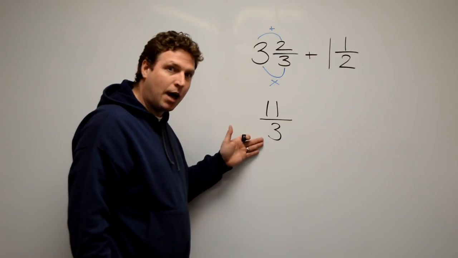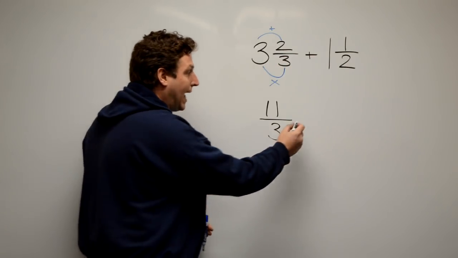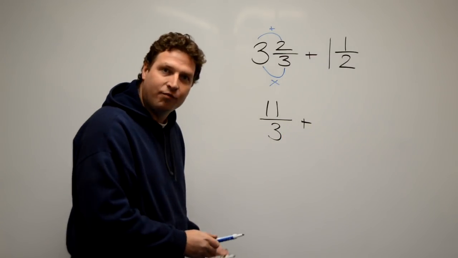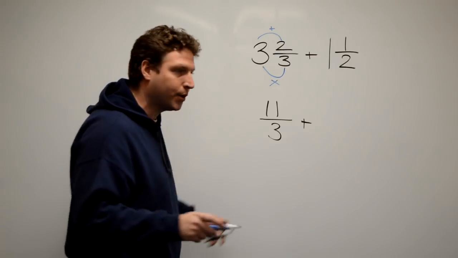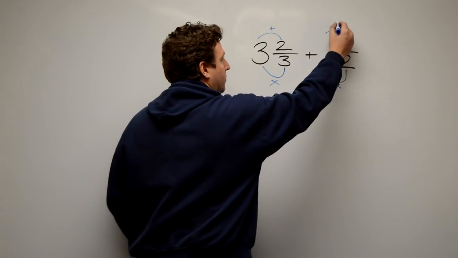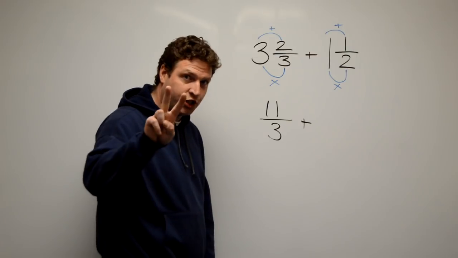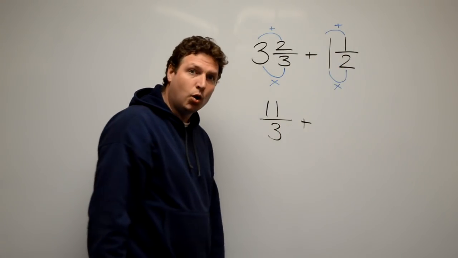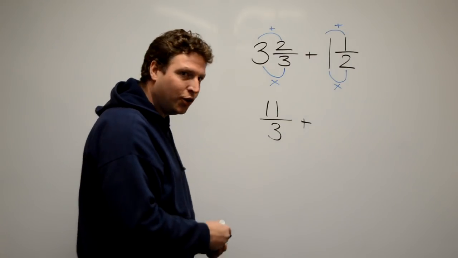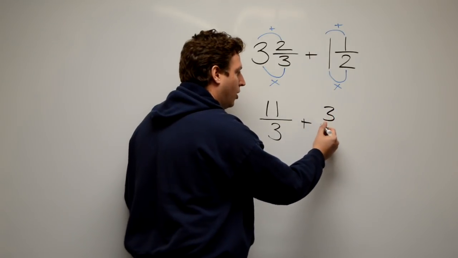And I keep the denominator from the mixed number. So 11 over 3. And I want to add that to 1 1/2. So let's convert 1 1/2 to an improper fraction. I need to do 2 times 1, which is 2, and then add 1 more, which is 3. And I keep the same denominator of 2. So my improper fraction is 3 over 2.